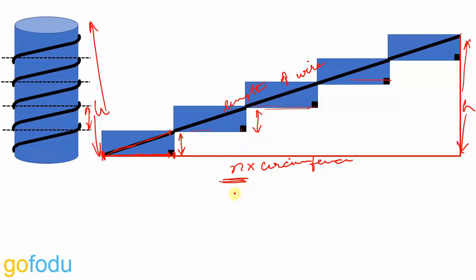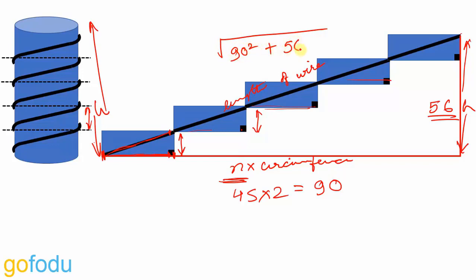Now the number of turns is given to me as 45, and the circumference is 2. This gives me a base of 90, and the overall height of the cylinder is given as 56. So I can apply the Pythagoras theorem to obtain the length of this wire, which will be equal to the root of 90 square plus 56 square, which is nothing but 106 centimeters.